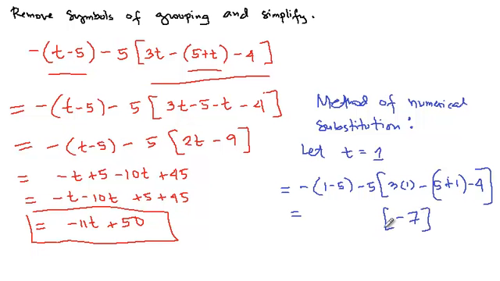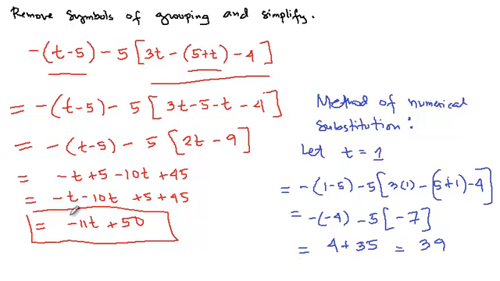Then here will be negative, 1 minus 5 is negative 4. So let me do further analysis. Negative times negative, that's positive 4. Negative 5 times negative 7, that's positive 35. And the answer will be 39.